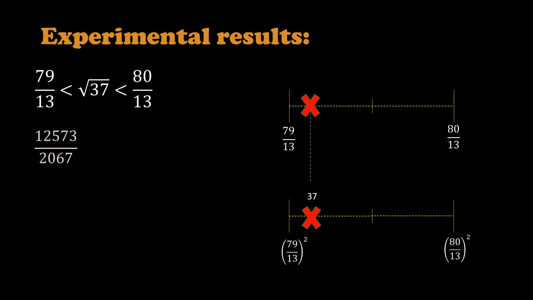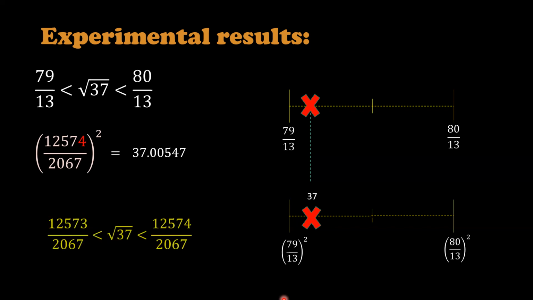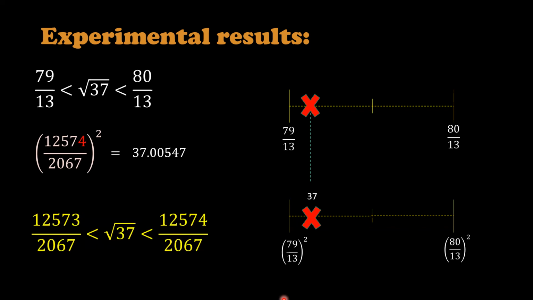So let's check. If we take that, bump it up by 1, and square it, again I won't bore you with the details of the computations, we get that number, and that's bigger than 37. Again, not much bigger. And so now we know that the square root of 37 is between 12,573 over 2,067 and 12,574 over 2,067, for an error of 1 over 2,000. Holy cow.